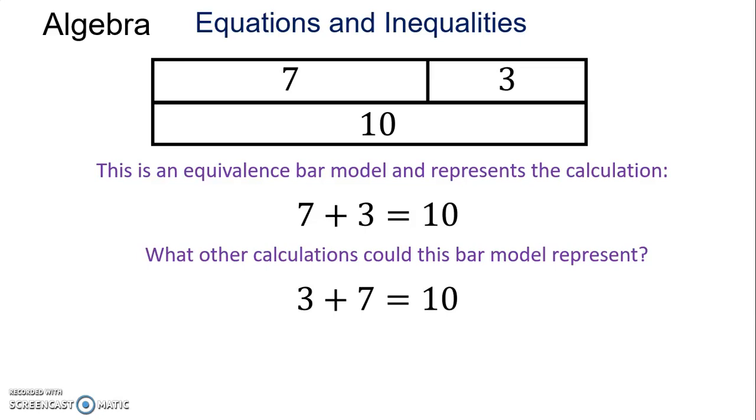Now there are two more calculations which the bar model could represent, where our calculation is a subtraction or a difference. So the difference between 10 and 3 is 7. 10 subtract 3 is 7. So if we look at our bar here, we've got 10 and then 3. And the difference between the lengths of these two bars is 7. And then the other subtraction, 10 subtract 7 is equal to 3. So the difference between the 10 bar and the 7 is what's left, which is the 3.